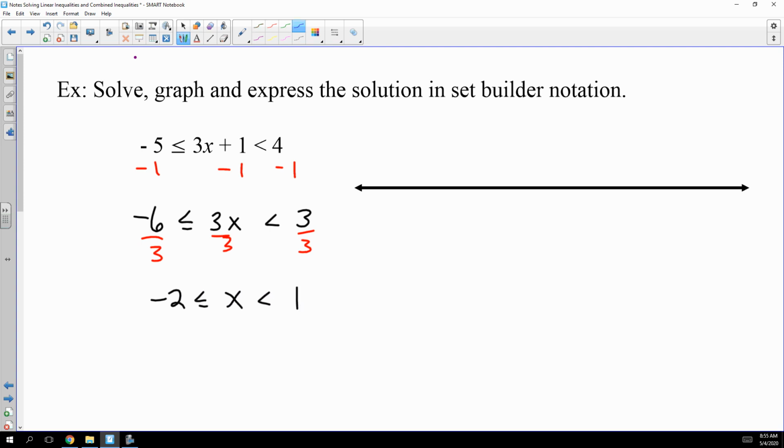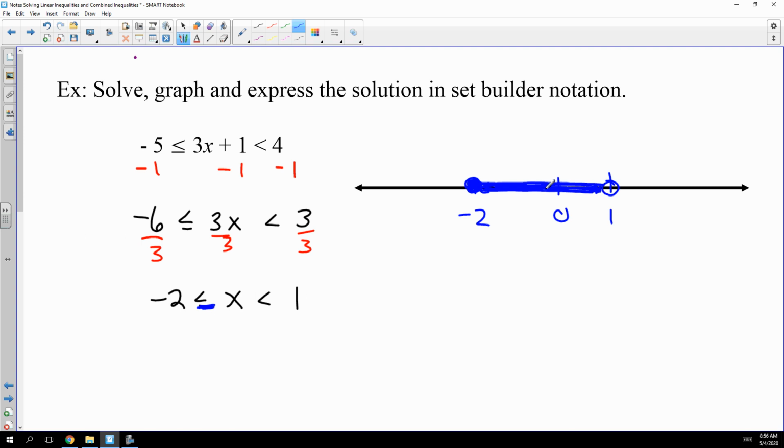And on the number line, we've got -2, 0, 1. We should have a closed circle at -2 because it's included in the solution, with the bar underneath that inequality symbol. We should have an open circle at 1 because it's not included. And then we're going to shade everything in between. These are all the values that are between -2 and 1, all the values that are greater than -2 and at the same time less than 1.